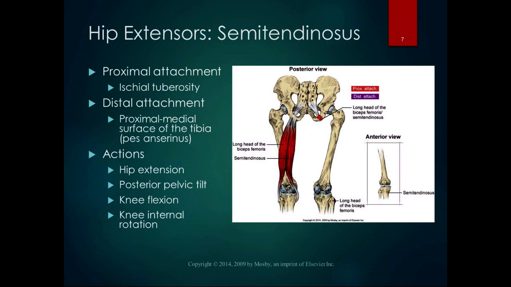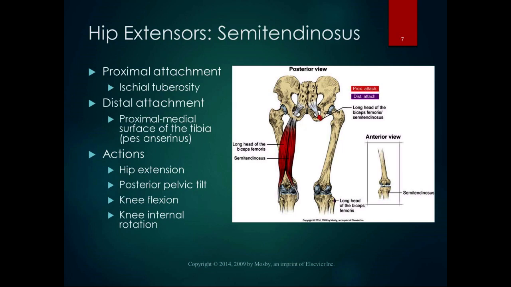The medial superficial hamstring is the semitendinosus. So it goes from the ischial tuberosity to the distal attachment at the pes anserinus, which is the anterior medial aspect of the proximal tibia, shared with the sartorius and the gracilis. It does hip extension. It's one of the major hip extensors. It's a player in posterior pelvic tilt.